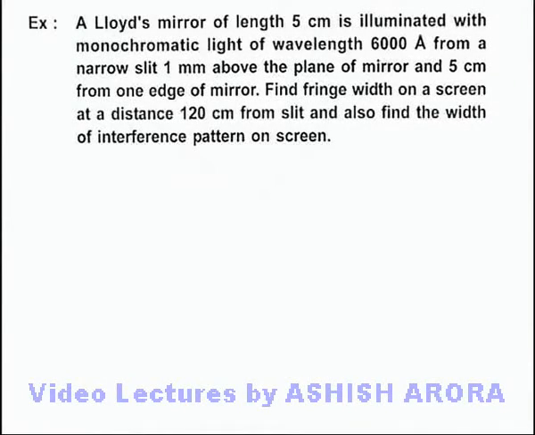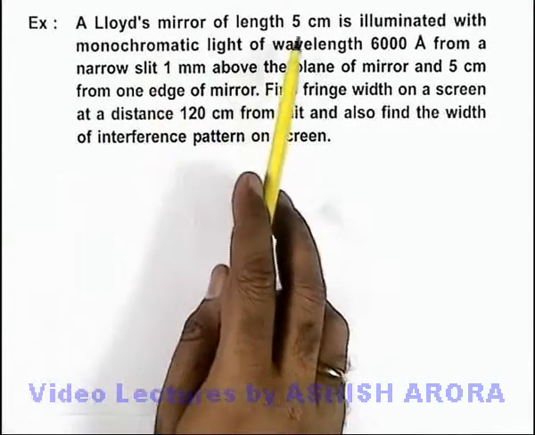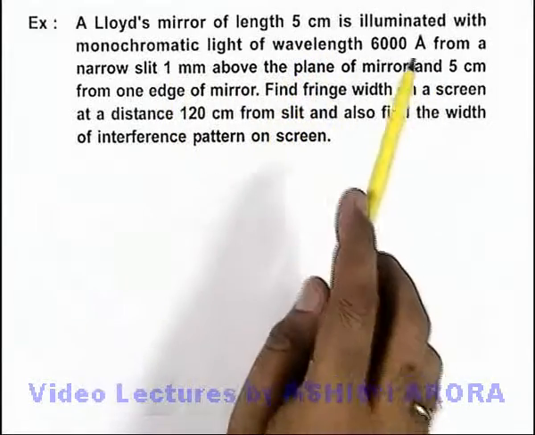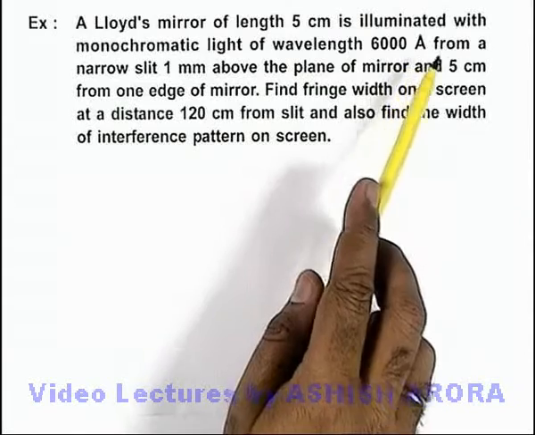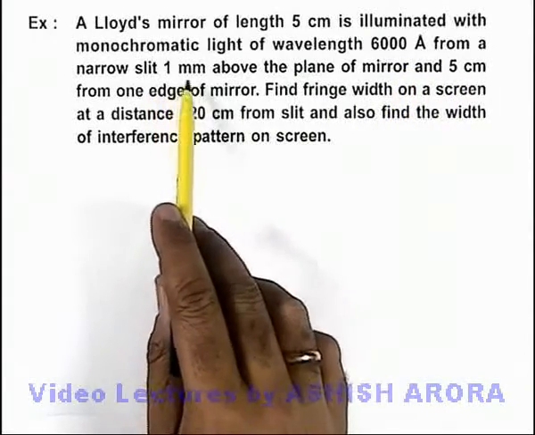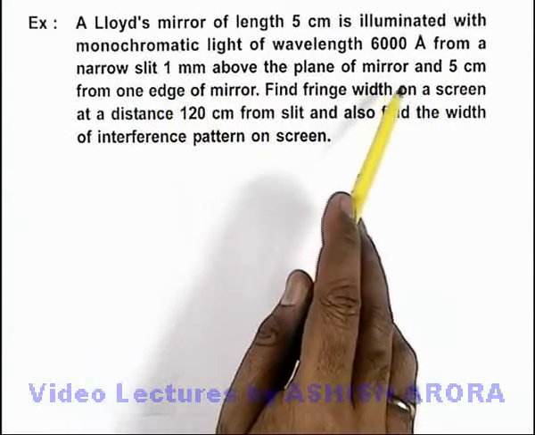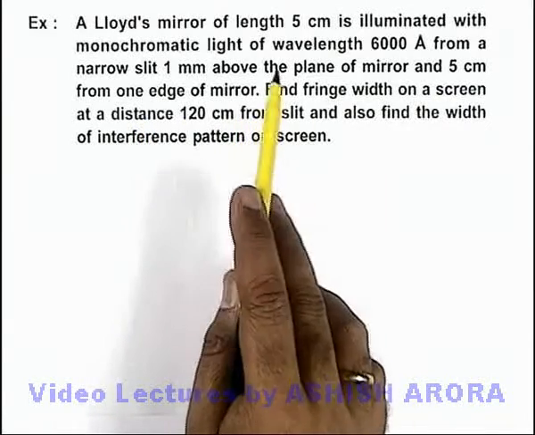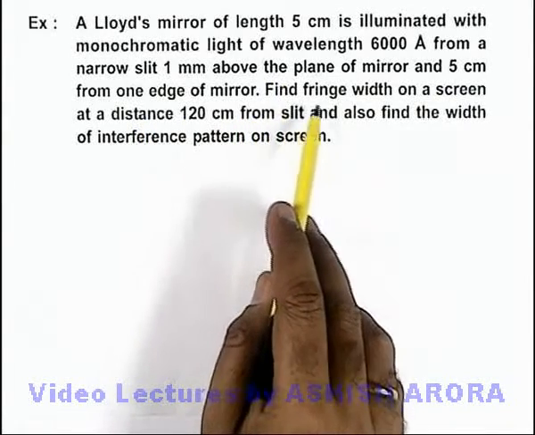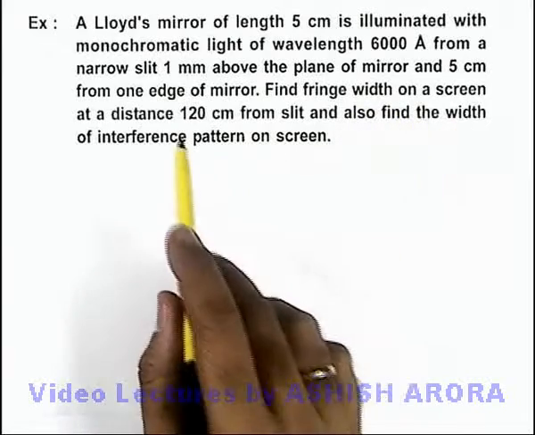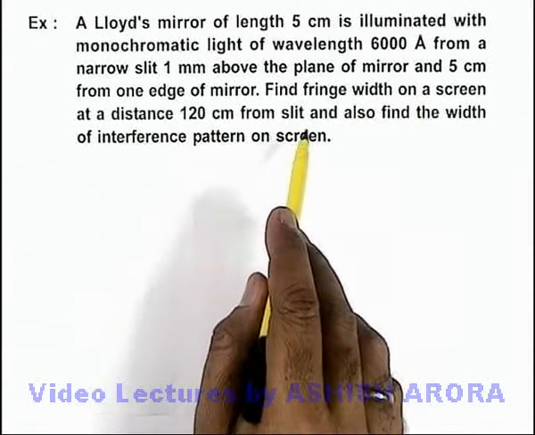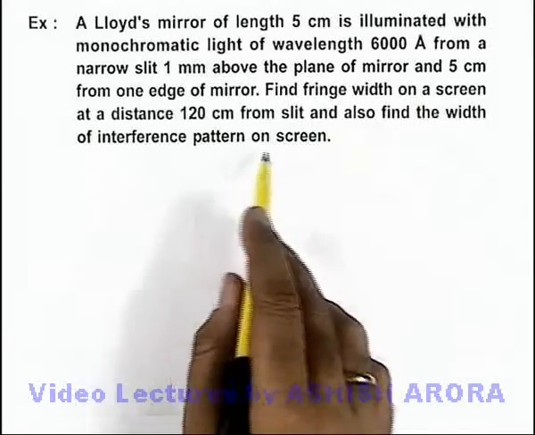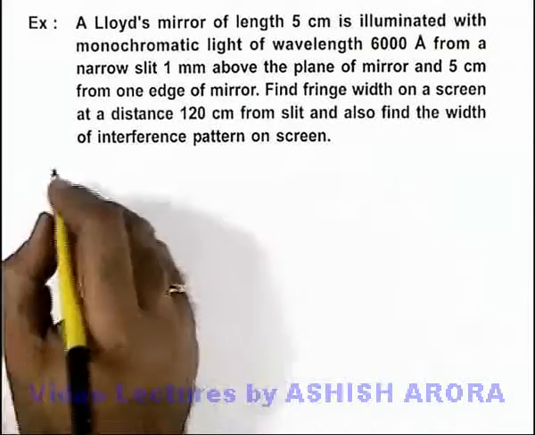In this example, we are given that a large mirror of length 5 cm is illuminated with a monochromatic light of wavelength 6000 angstrom from a narrow slit which is 1 mm above the plane of mirror and 5 cm from one edge of the mirror. And it is asking us to find the fringe width on a screen at a distance 120 cm from a slit. It is also asking us to find the width of interference pattern on a screen.